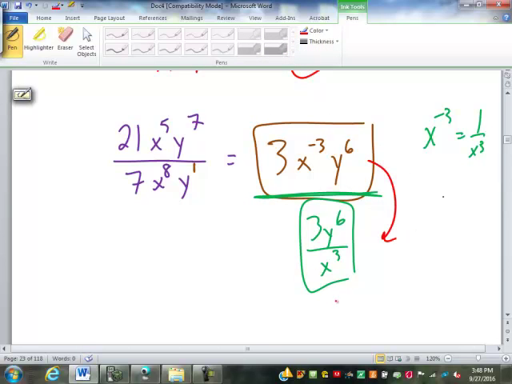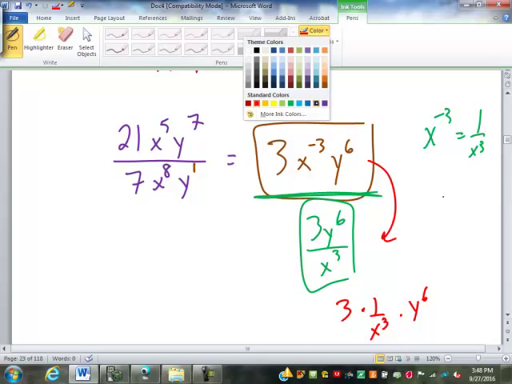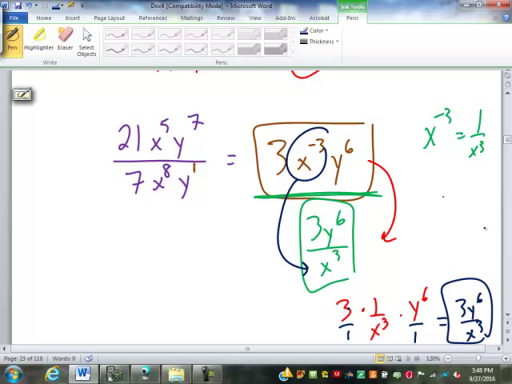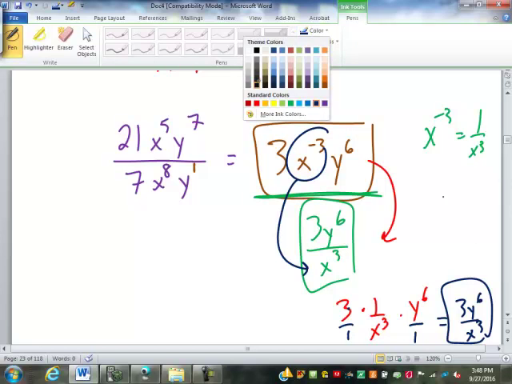Basically what you're doing is just saying, okay, that's 3 times 1 over x to the third times y to the 6th. When you make them all fractions, you put them over 1 and you just multiply it out. 3 times 1 times y to the 6th is 3y to the 6th. 1 times x to the third times 1 is x to the third. Or you're just taking the negative power and you're putting it on bottom, making it positive. We're going to look at a few more examples of that because I know that's kind of confusing.